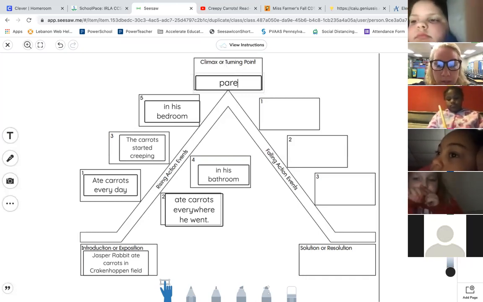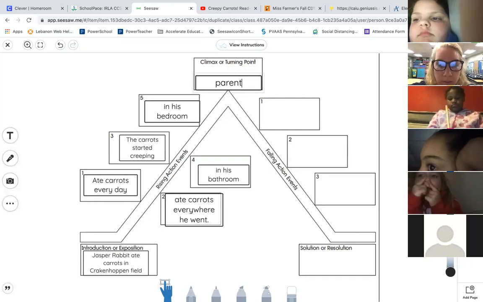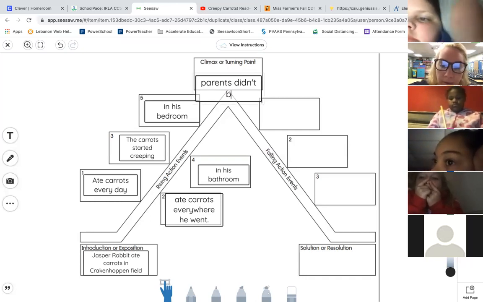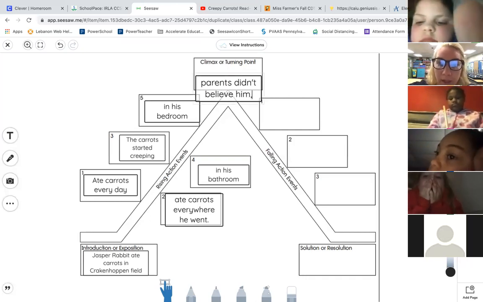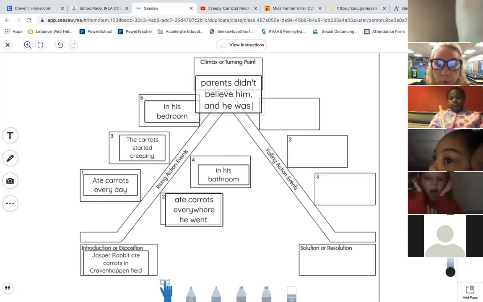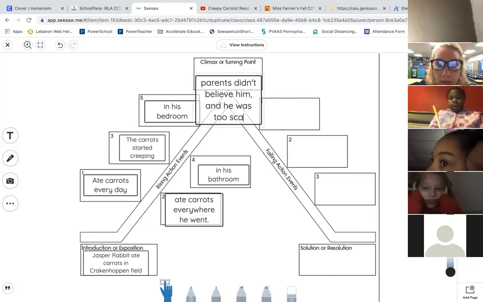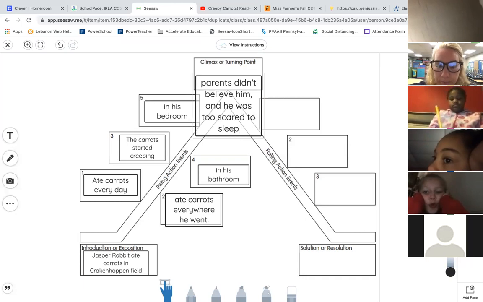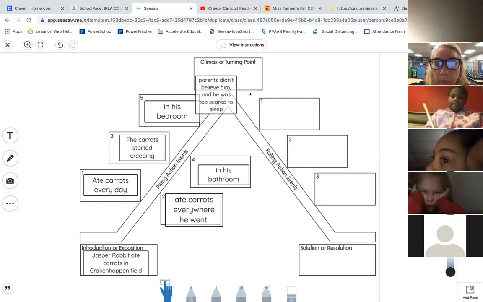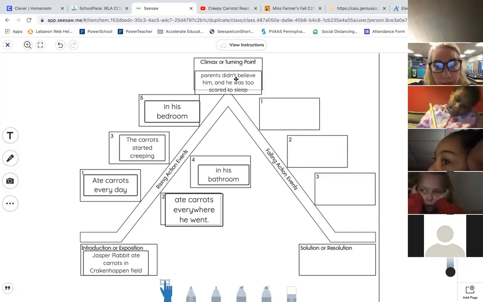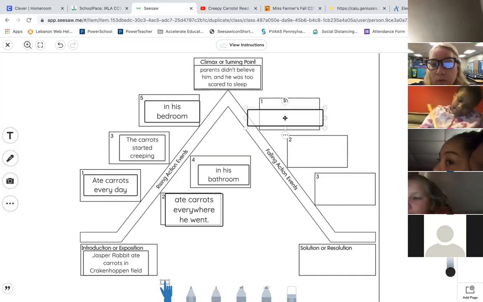His parents didn't believe him, and he was too scared to sleep. It's important to note that he finally was too scared, because that's when things started changing. What did he do then?